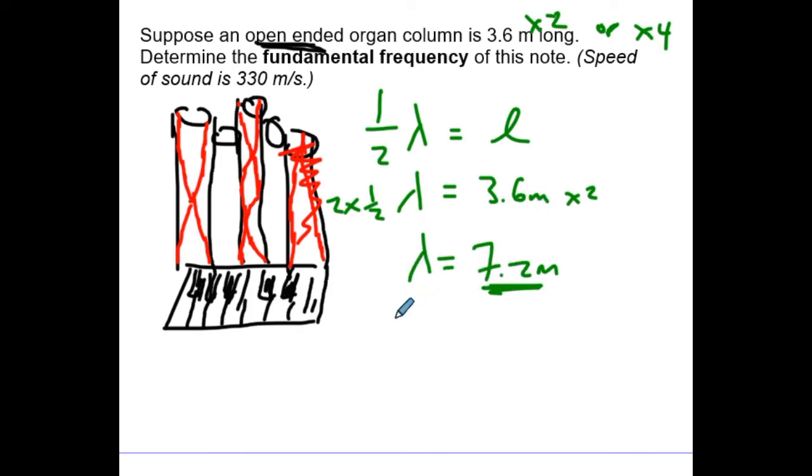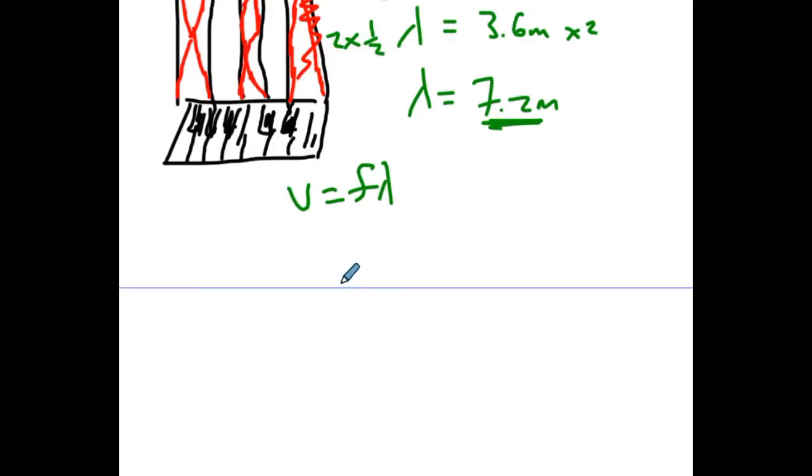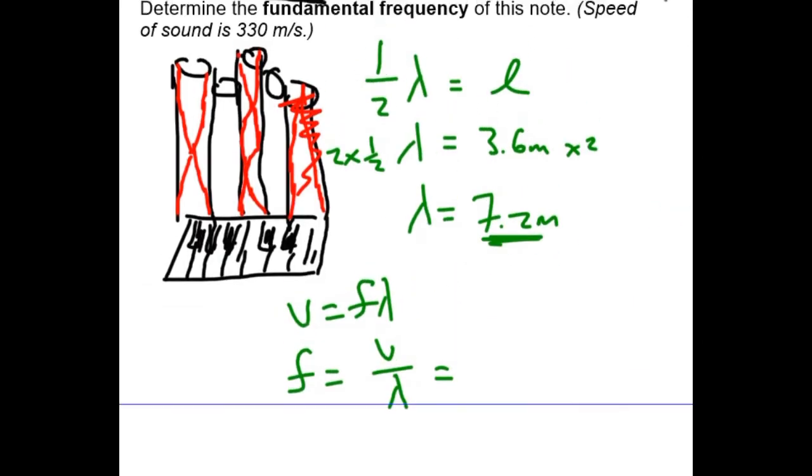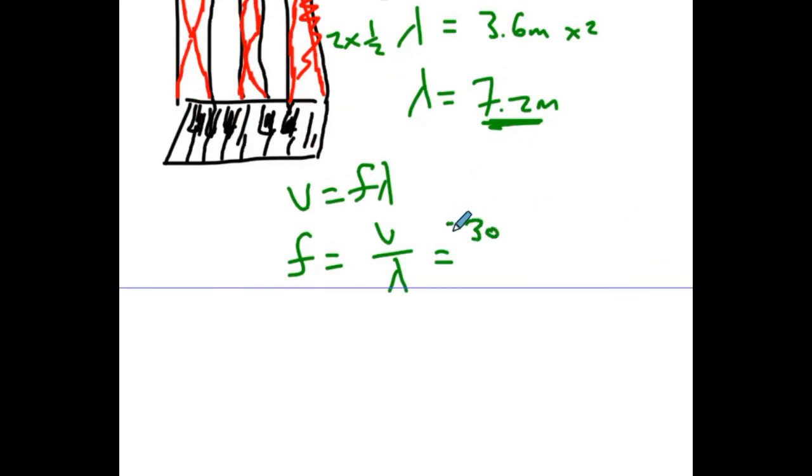Anyways, long story short, now that I know my wavelength, I just need to use the universal wave equation. Velocity is equal to frequency times wavelength. If I want to know what frequency this organ is going to play, it's velocity divided by wavelength. And the speed of sound is roughly 330 meters per second. And the wavelength that I need to use, we just said was 7.2. Right? The half wavelength fit into the 3.6 meter tube. So I just need to divide 330 by 7.2, the full wavelength, and I now have a frequency of 45.8 hertz.